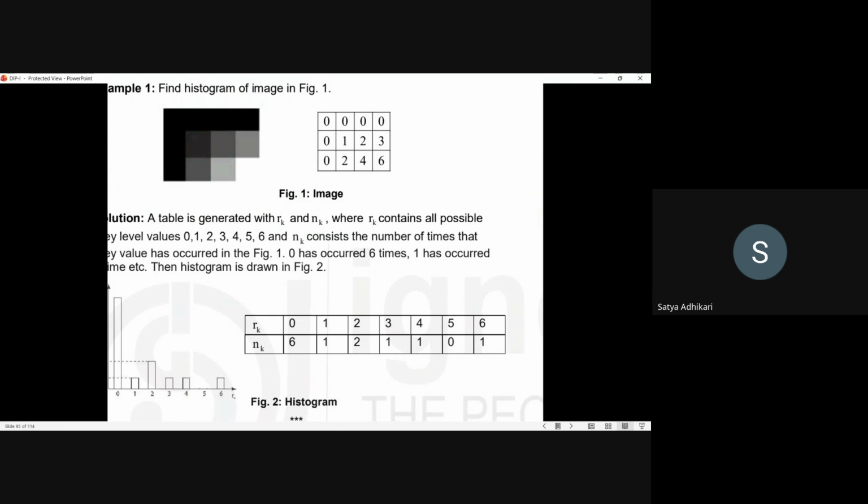So what do you learn from the histogram? You learn from the histogram that in that image, the pixel has maximum 0 values. That is maximum black color.